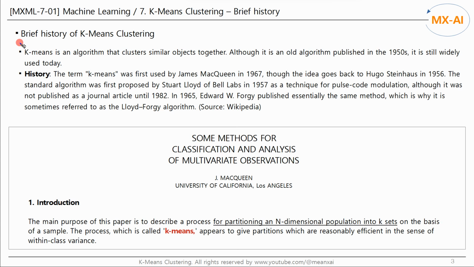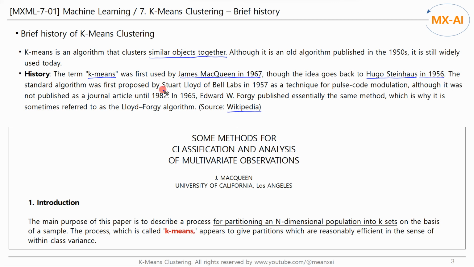Let's look at a brief history of K-means. K-means is an algorithm that clusters similar objects together. Although it is an old algorithm published in the 1950s, it is still widely used today. According to Wikipedia, the term K-means was first used by James MacQueen in 1967, though the idea goes back to Hugo Steinhaus in 1956.